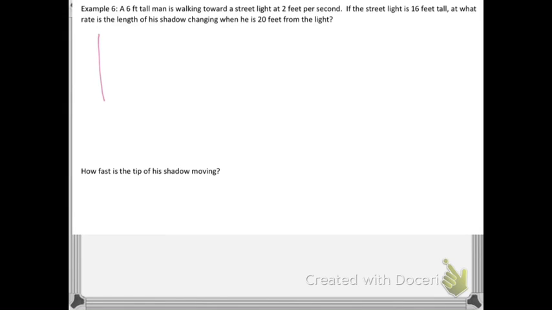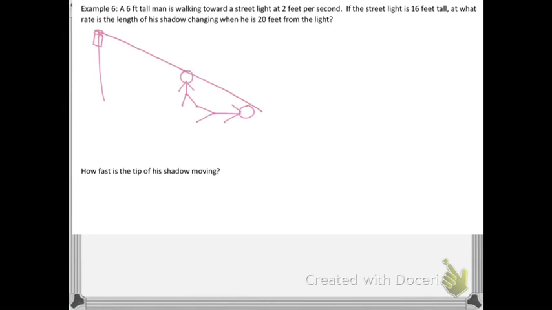So here's my street light. Don't judge, I'm not good at drawing these. And we have a man. The light is shining down on the man, and he is casting a shadow on the ground. So when the light hits the man, this shadow is cast on the ground. That is not a body. That is a shadow.